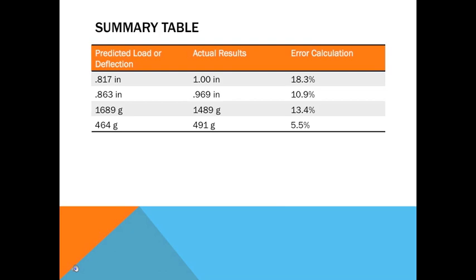Our third variable had a predicted load of 1,689 grams, and the experimental result turned out to be 1,489 grams, with a calculation of error of 13.4%, and our final variable had a predicted load of 464 grams, and the actual experimental result turned out to be 491 grams, with a 5.5% error.